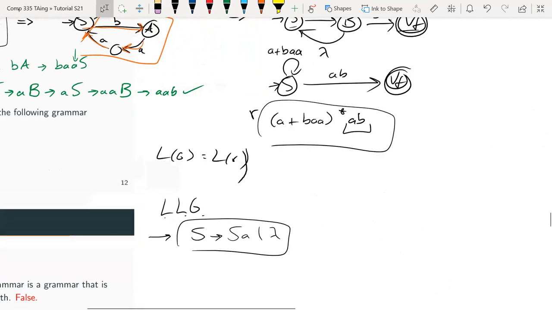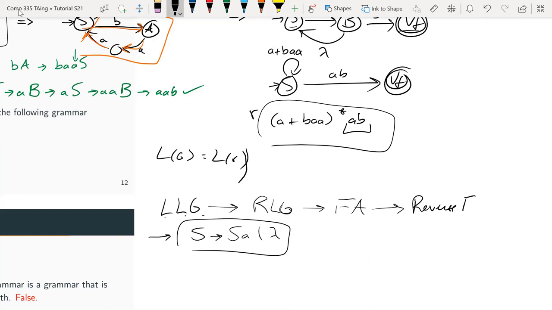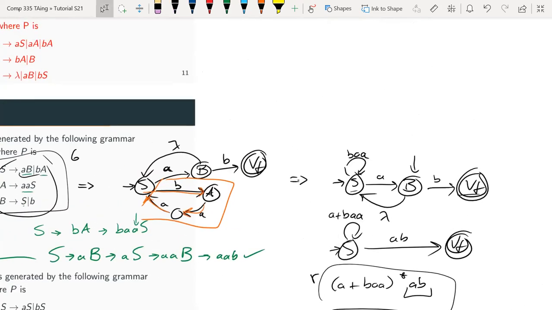If it's more complicated, then you need to reverse the left linear grammar to a right linear grammar, then convert that to an FA, and then reverse the FA. So then you'll have the FA that corresponds to the left linear grammar, and then you can write the regular expression. Sir, just as an example, can you reverse the FA on top that you made already? Yes, I can do that.